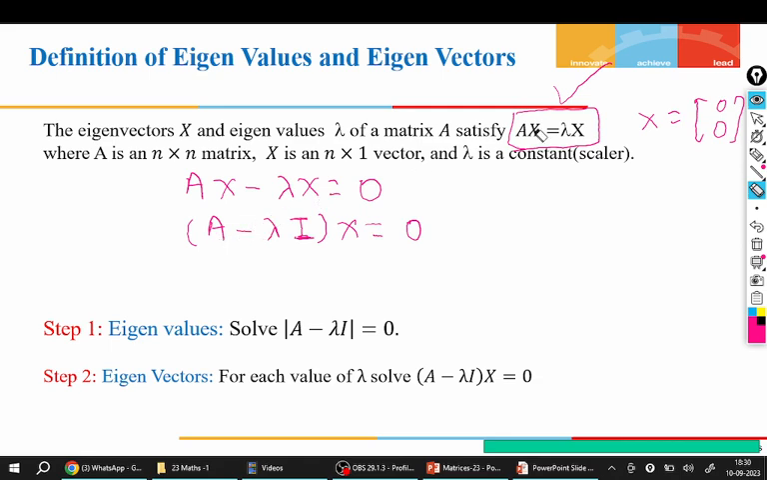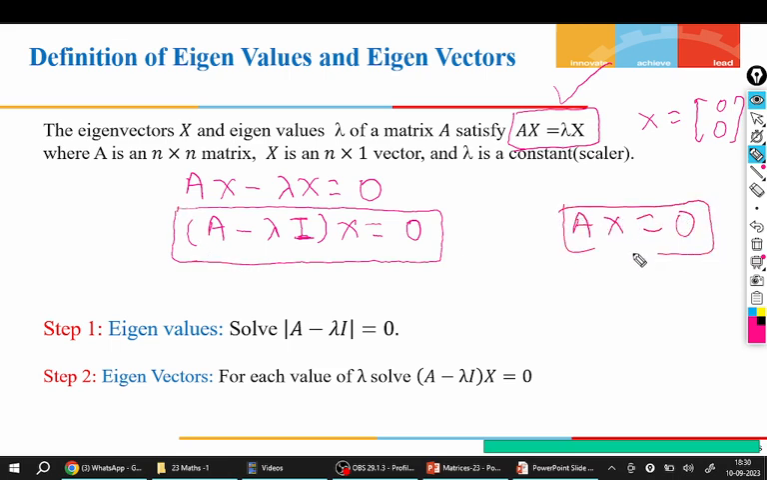We can convert that AX equal to lambda X into this form, (A minus lambda I) X equal to 0. And now this is a system of homogeneous equations. It is in the form of AX equal to 0. We are not interested in the zero vector, because zero is a trivial solution. We are interested in some special vectors which are non-zero, non-trivial vectors.